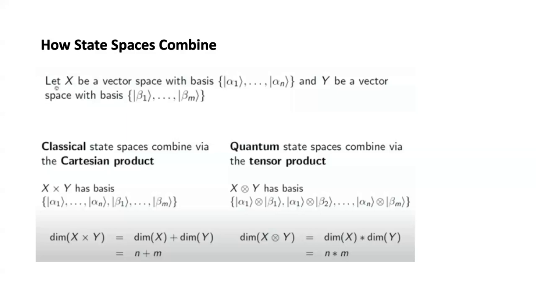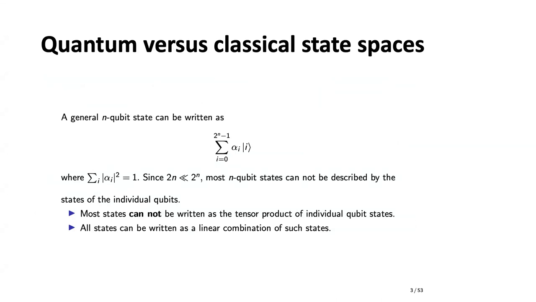Look now at what quantum state spaces do. Quantum state spaces combine via tensor products. Right now, this x tensor y consists of many, many copies of multiplications of elements. And if you see what the dimension of this new space is, the dimension of this new space is n times m. So this is a very interesting observation that has a lot of implications. So what are some of the implications?